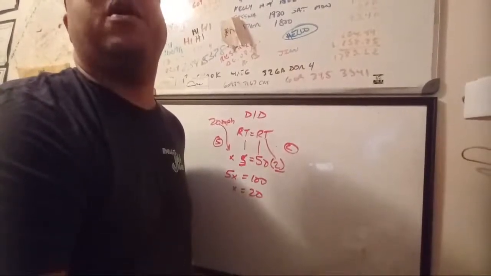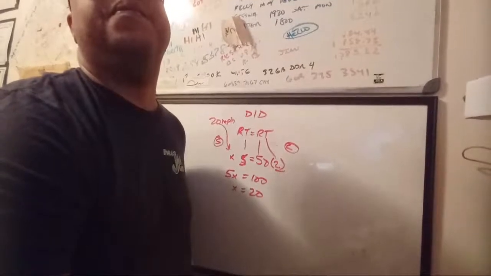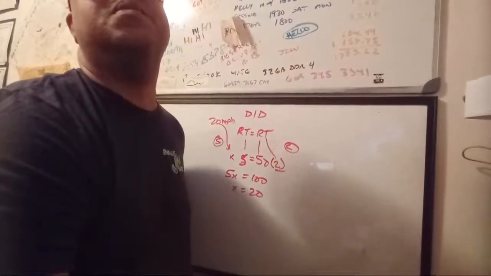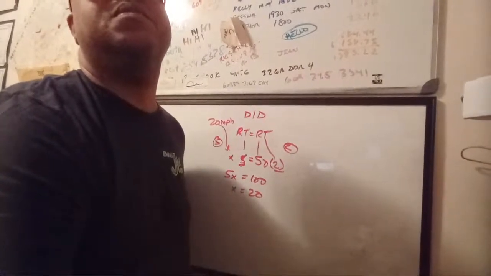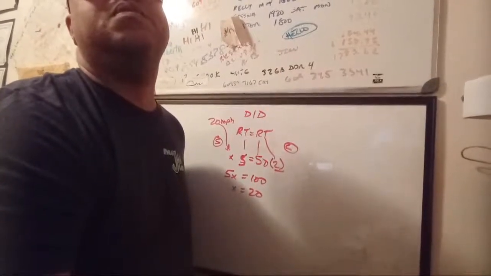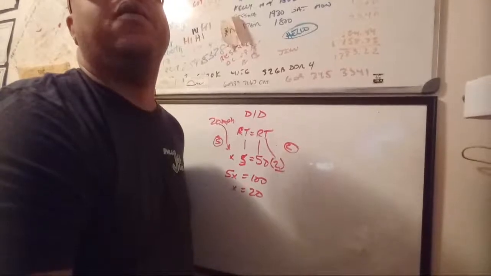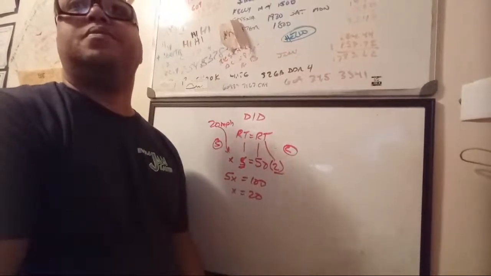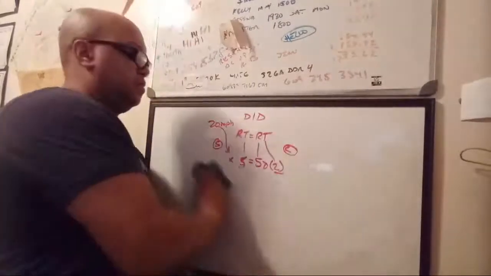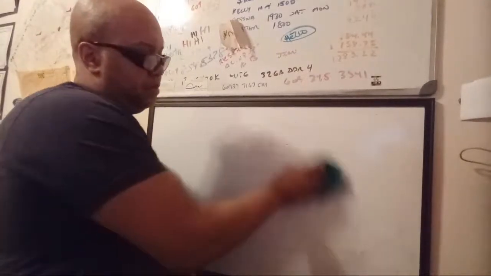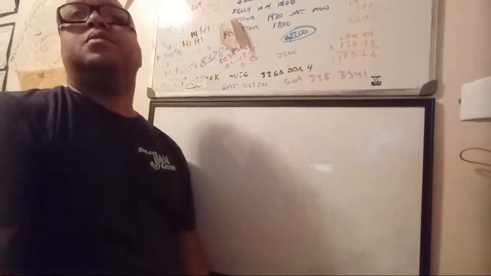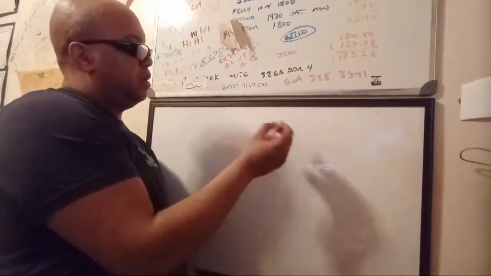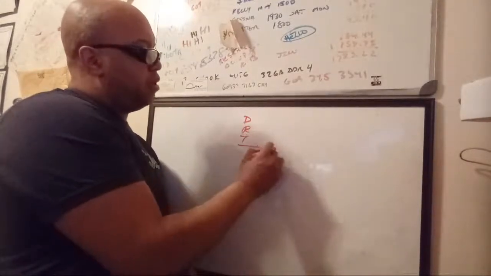Okay, let's examine number 4. Read it aloud for me, please, sir. Jose traveled to the town hall and back. The trip there took 5 hours and the trip back took 4 hours. He averaged 35 kilometers per hour on the return trip. Find the average speed of the trip there. What type of distance rate and time problem is this? A round trip. And we're going to DRT arrow out, DRT arrow back.